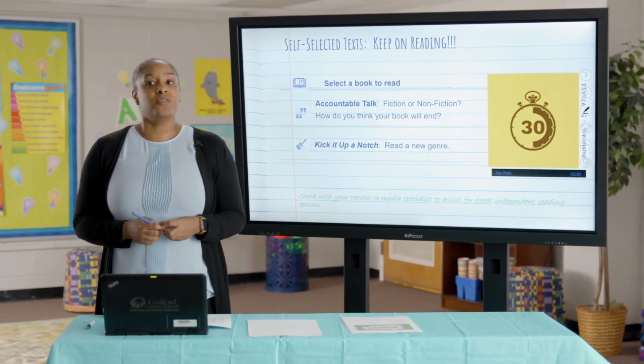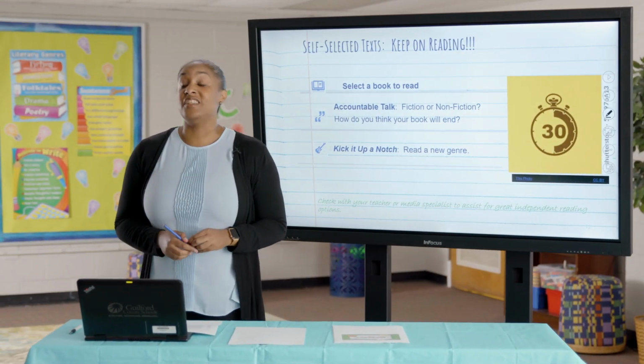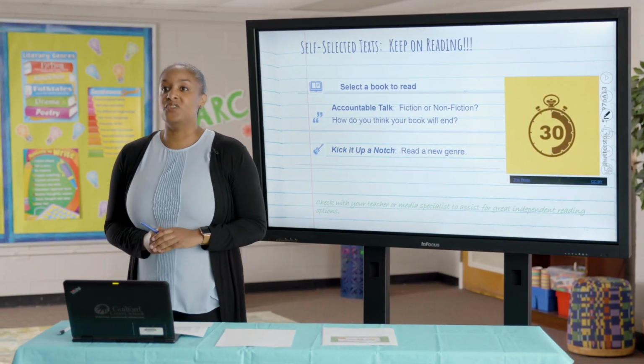If you're not sure what will be a great book to read, please touch base with your teacher or your media specialist. They will enjoy sharing some great titles with you.